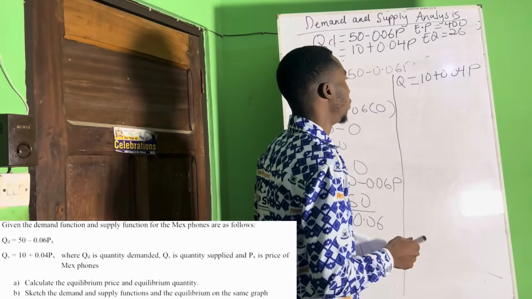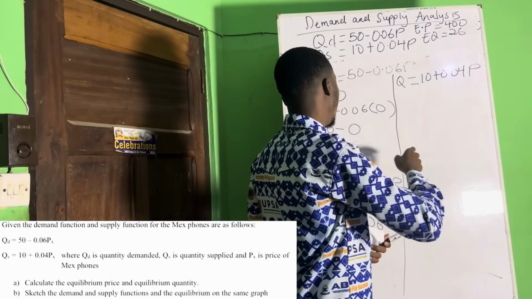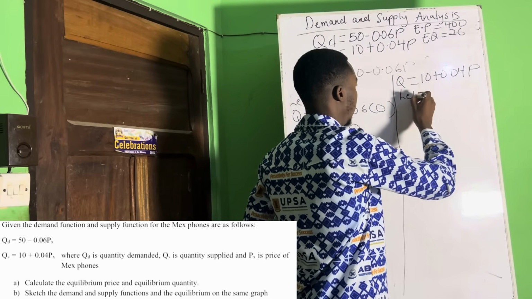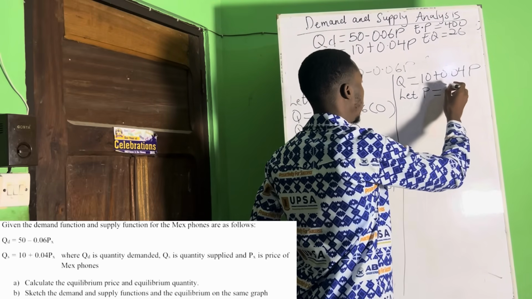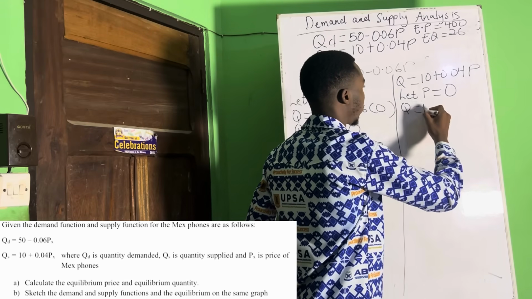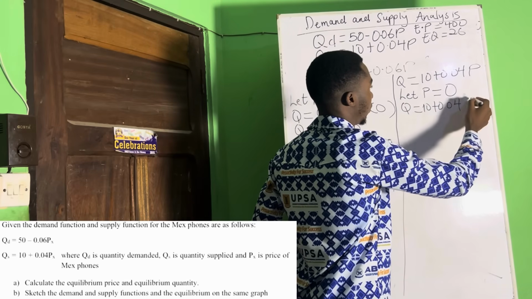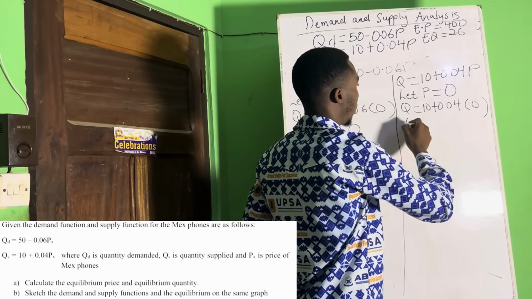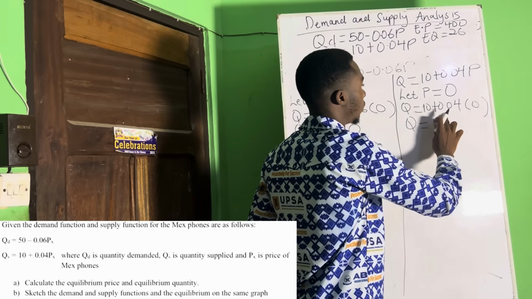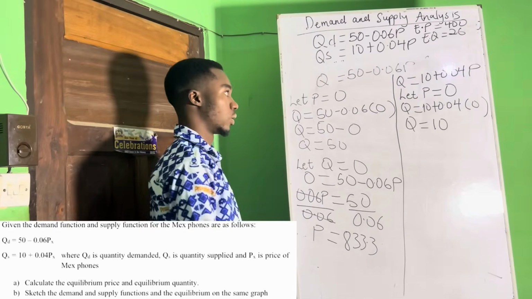So I told you when you write the function, you make Q 0, you find for P. Then make P 0, you find for Q. So this one we started by letting P be 0. So we can do the same thing. So let P be equal to 0. So it means you are getting Q is equal to 10 plus 0.04 times 0. So you can punch all this on the calculator. When you punch this on the calculator, you are getting Q to be 10 because 0.04 times 0 is 0. So our Q is 10.